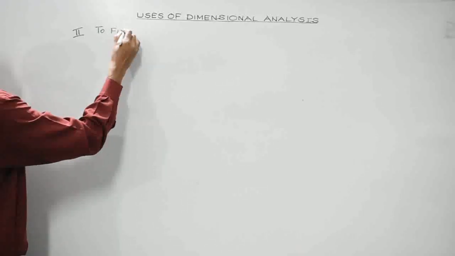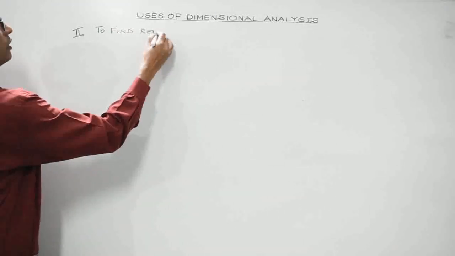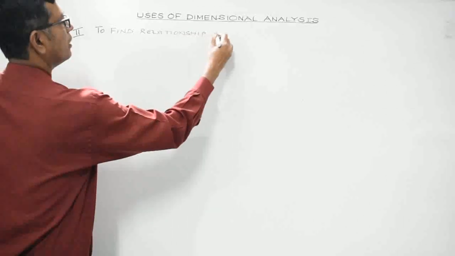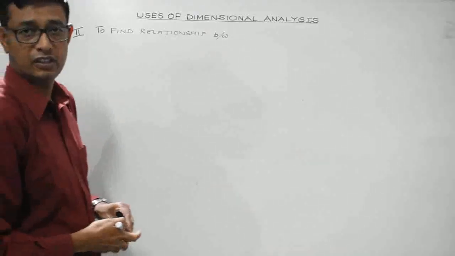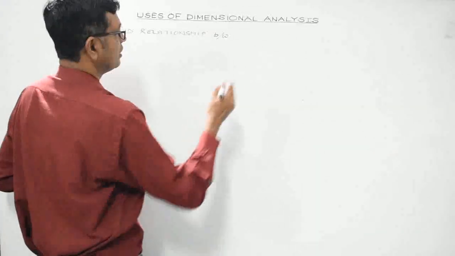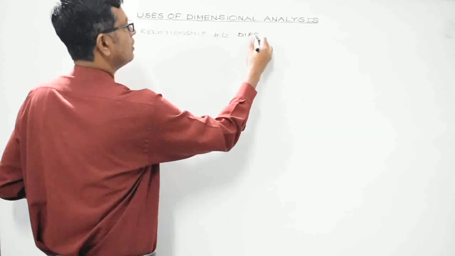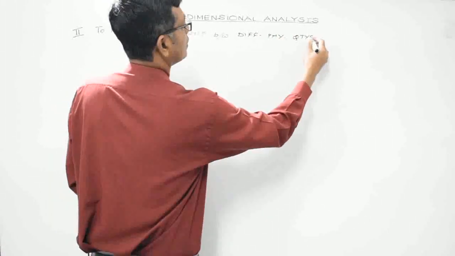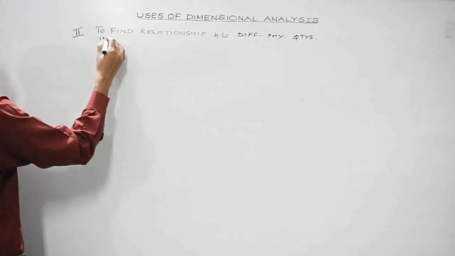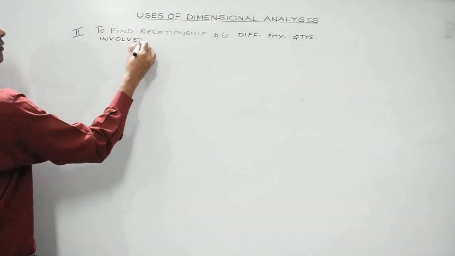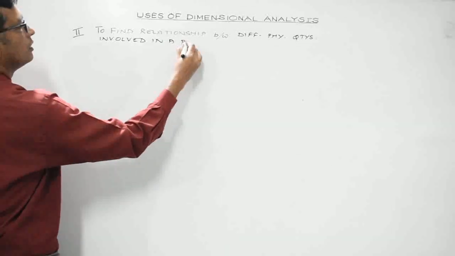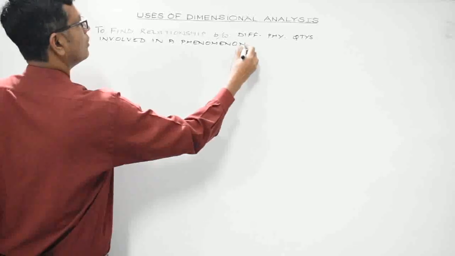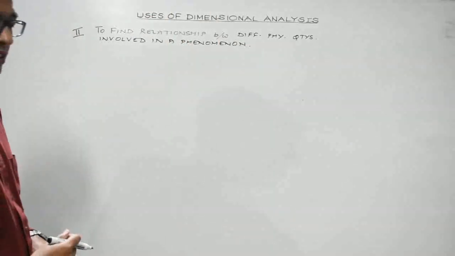To find the relationship between different physical quantities involved in a phenomenon. Right? That's the second use.